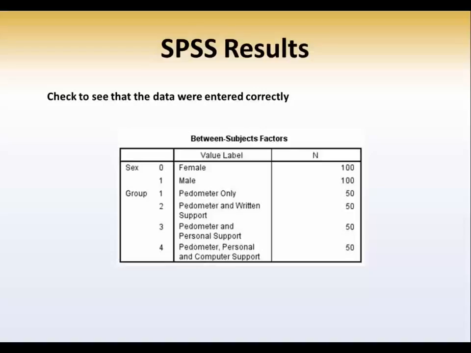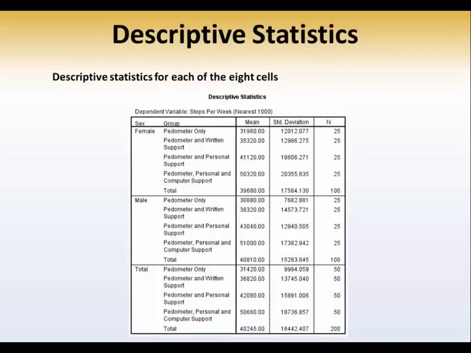The first part of the output you would look at to make sure that you've got your subjects entered correctly. Notice we have a grand total of 200 subjects, 100 males, 100 females, and then 50 in each of the 4 groups. The next piece of the output provides descriptive statistics by gender and by the 4 levels of group. You can check the means for the 4 groups of females, the 4 groups of males, and then for the combined groups. Notice there are 25 individuals in each of the groups.